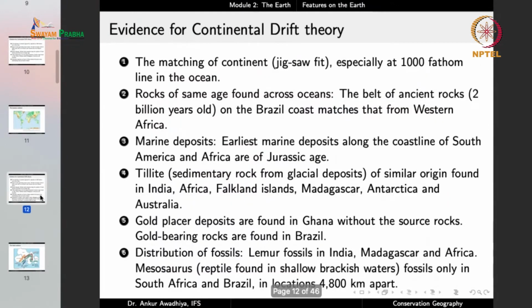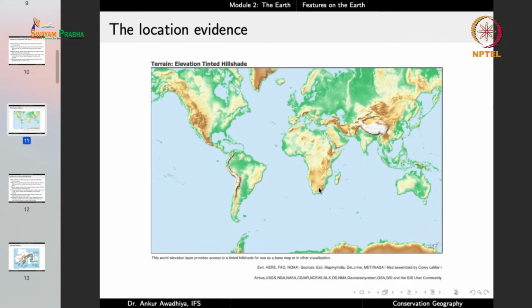Similarly, we find Mesosaurus fossils, and Mesosaurus was a reptile that was found in shallow brackish waters. And these fossils are found only in South Africa and Brazil, in locations that are today 4,800 kilometers apart. That is, we find them here and we find them here. Now, it is not possible for a species to be found only here and here. It is only possible if both of these locations were earlier together, so that this species could have a range that encompassed Africa and South America. So this is another strong evidence.